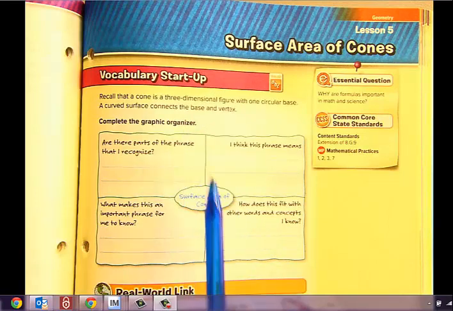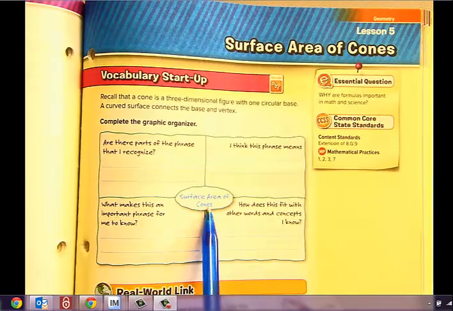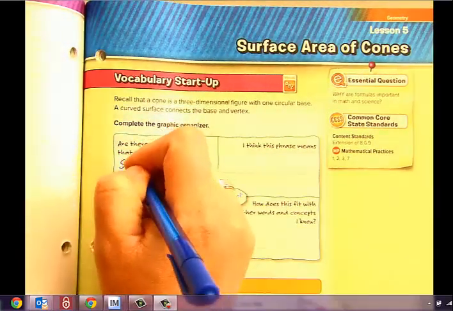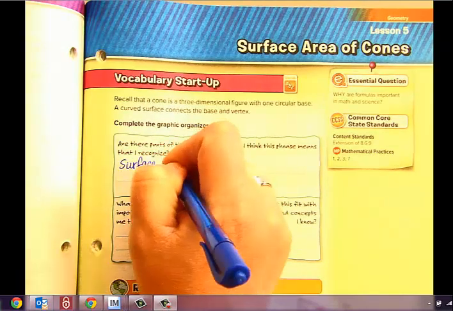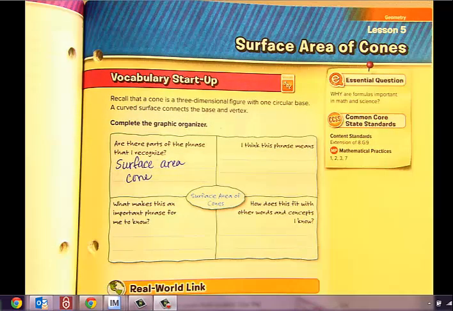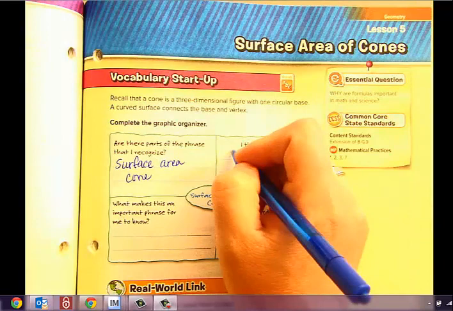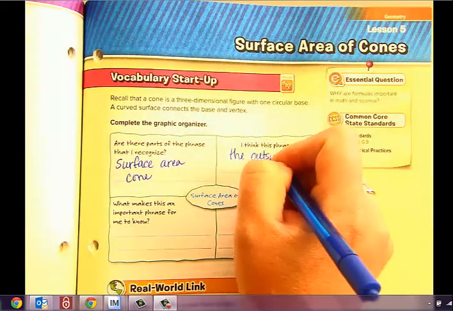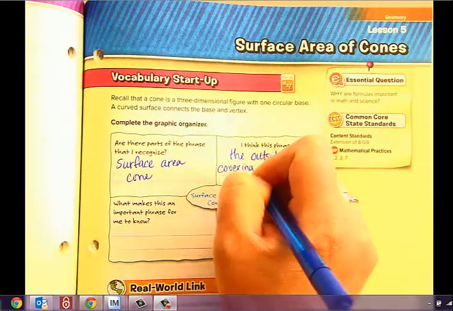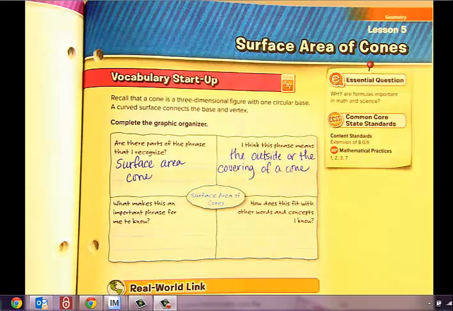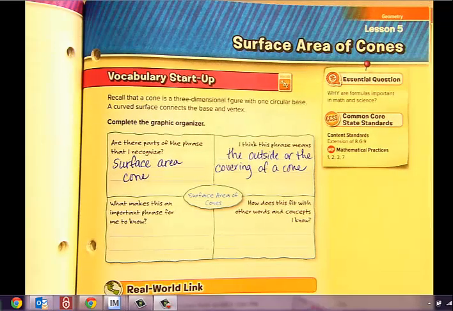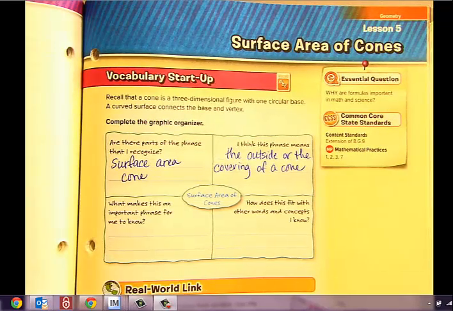This is talking about surface area of cones. And it says, what parts are familiar? What parts do I recognize? Well, hopefully you remember surface area, and cone, because we've already talked about a cone. What do you think this phrase means? Well, we just talked about that. It's the outside or the covering, because if we were to cover a cone with wrapping paper, that's what surface area means. It's the covering. If we were to coat all of it with paint, that's how much paint we would need to cover all of the area of that cone.